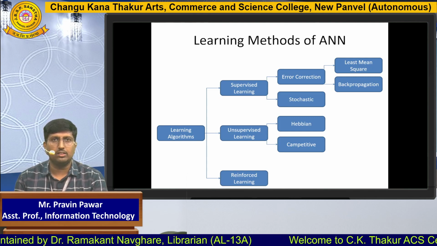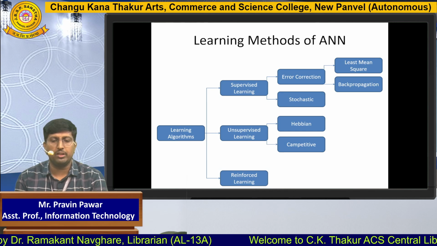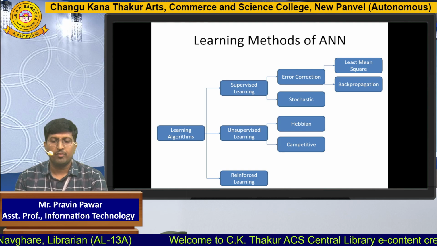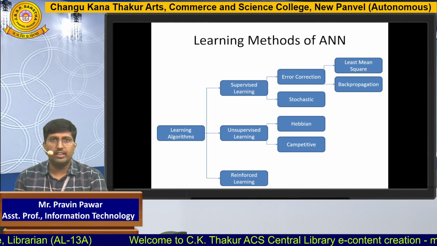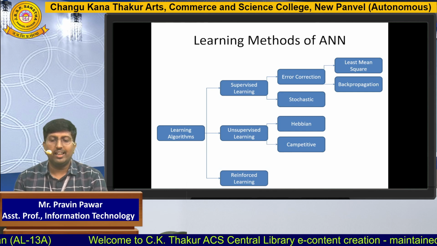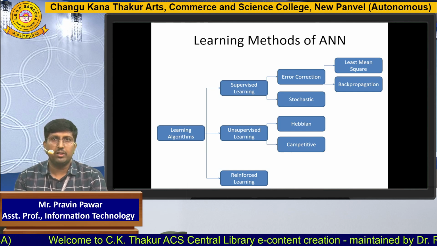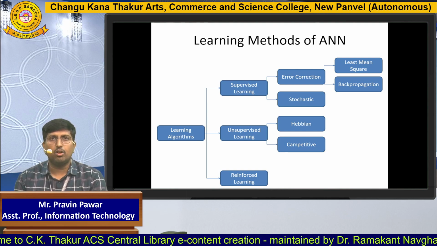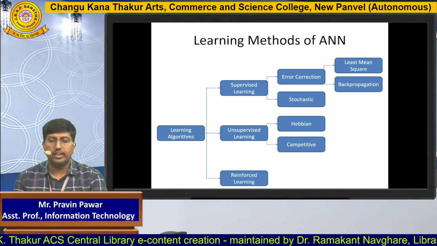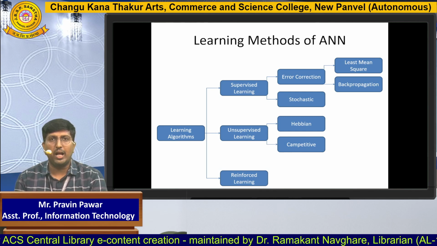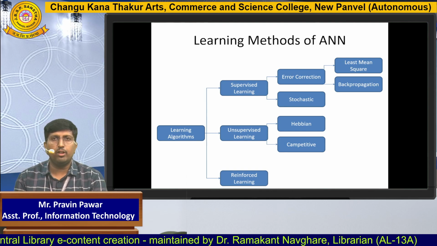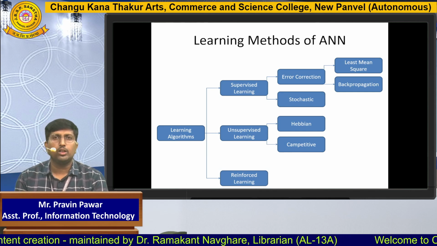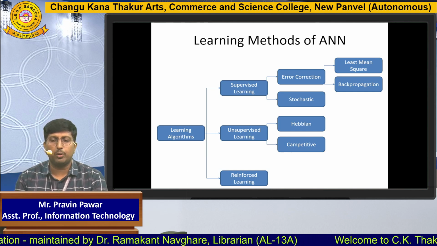So artificial neural networks again have the basic three methods: supervised learning, unsupervised learning, and reinforcement learning. Now supervised learning also divides into sub parts: error correction or the stochastic methods, which are part of the supervised learning. Again, error correction also has two sub parts: one is the least mean square and the other is back propagation. Some of the time we need to do that processing again and again in a looping format, so that will be considered as back propagation.